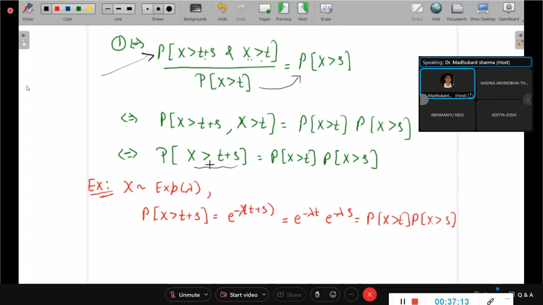So the probability that x is greater than t plus s is equal to the probability of x greater than t times the probability of x greater than s. So this is another mathematical description of the memoryless property.